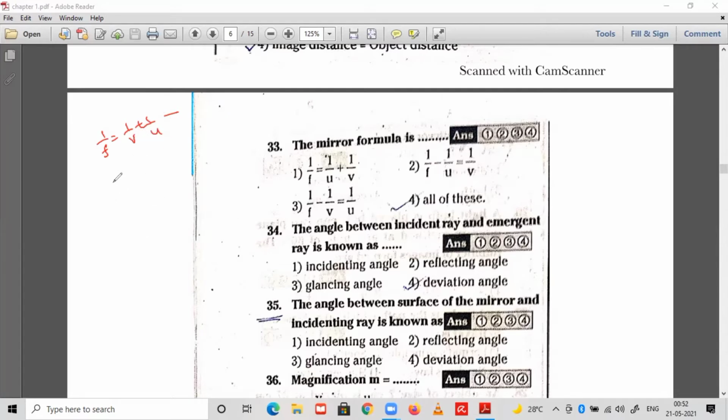Now it can be written as 1 by f minus 1 by u is equal to 1 by v, and 1 by f minus 1 by v is equal to 1 by u. So these are all the alternate forms. So option 1, option 2, option 3 all are correct. So option 4 is the right answer. Next, the angle between the incident ray and the emergent ray is nothing but the angle of deviation. Direct answer.